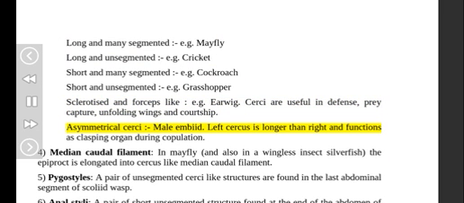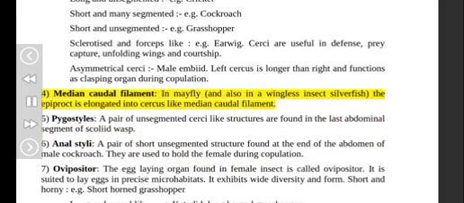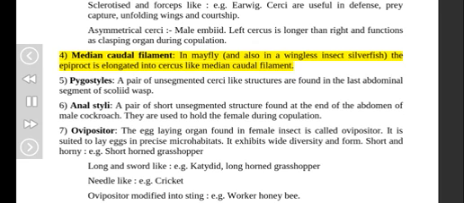Asymmetrical cerci, male embiid. Left cercus is longer than right and functions as clasping organ during copulation. 4. Median caudal filament. In mayfly and also in a wingless insect silverfish, the epiproct is elongated into cercus-like median caudal filament. 5. Pygostyles. A pair of unsegmented cerci-like structures are found in the last abdominal segment of scalid wasp. 6. Anal styli. A pair of short unsegmented structures found at the end of the abdomen of male cockroach. They are used to hold the female during copulation.